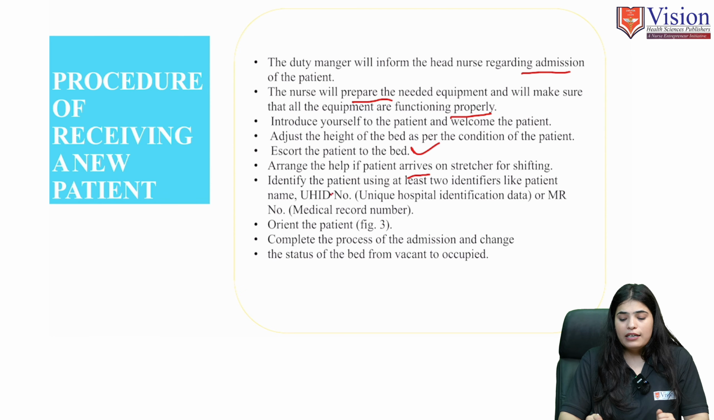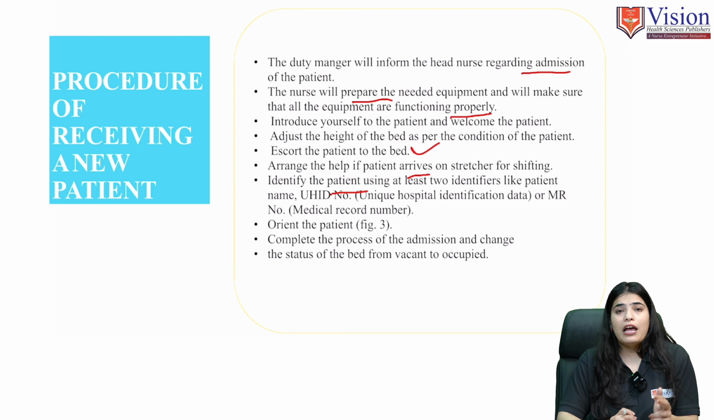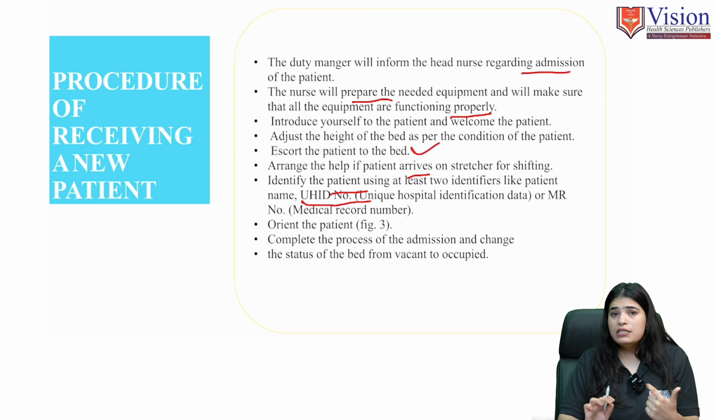So, identify the patient using at least 2 identifiers. Students, never ask just the name or the bed number. There should be at least 2 identifiers that you have to check before identifying the patient. For example, one should be the unique ID. Names can be the same, father's name can be the same, but the unique ID is different for every patient. So we have to check these.